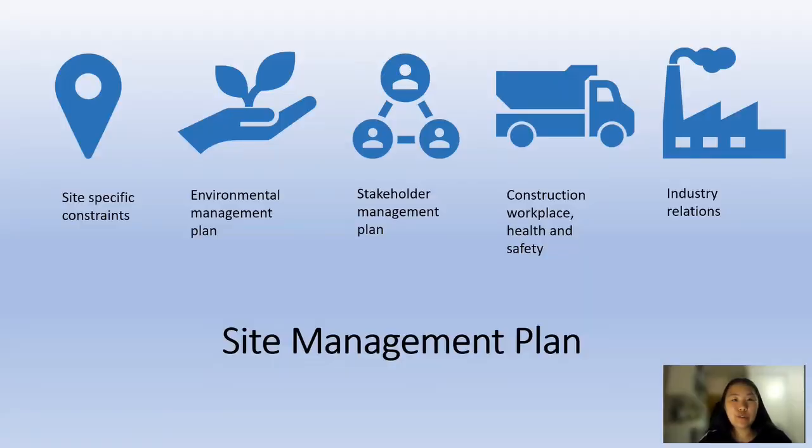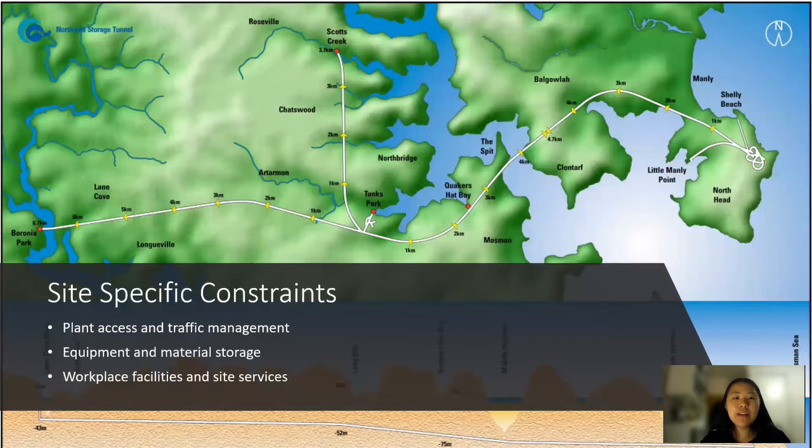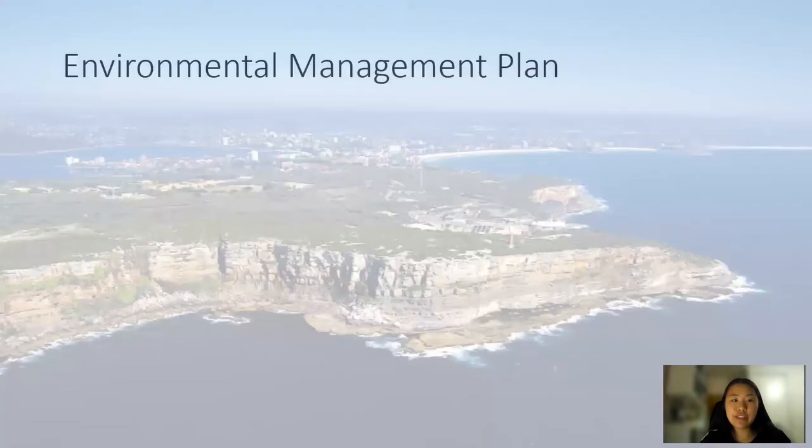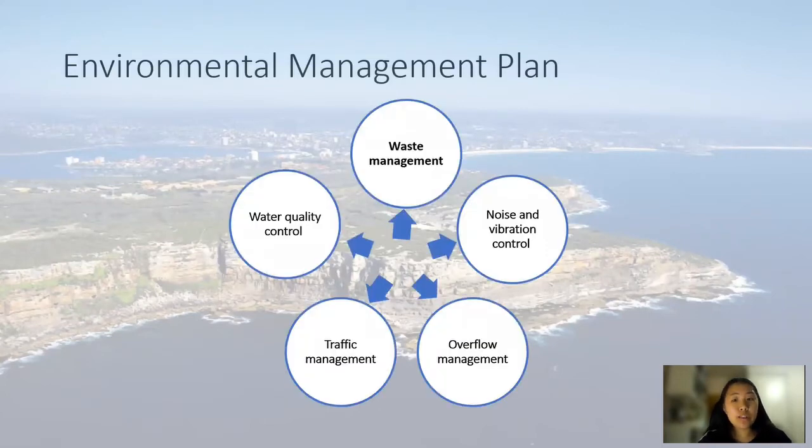The site management plan for the Northside Storage Tunnel project will include site-specific constraints, environmental and stakeholder management, construction WHS, and industry relations. Site-specific constraints will include plant access and traffic management, equipment and material storage both on and off site, as well as workplace facilities and site services. The environmental plan will cover aspects of waste management, water quality, noise and vibration, traffic management, as well as overflow due to the temporary pumps working at reduced capacities and the temporary closure of tunnels.